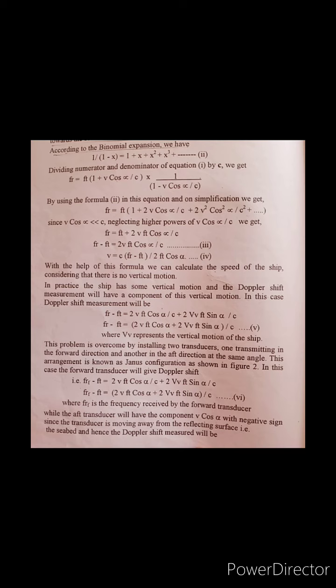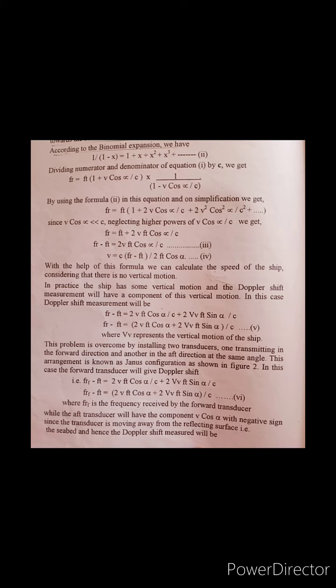Now we just need to use formula 2 in the equation and simplify it, and we will get fr equals ft times 1 plus 2v cos alpha divided by c plus 2v square cos square alpha divided by c square plus 2v cube cos cube alpha divided by c cube, and it goes on. Now since v cos alpha by c is small, neglecting higher powers of v cos alpha by c, we get fr equals ft plus 2v ft cos alpha divided by c.